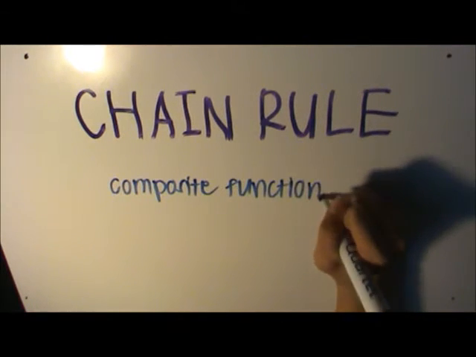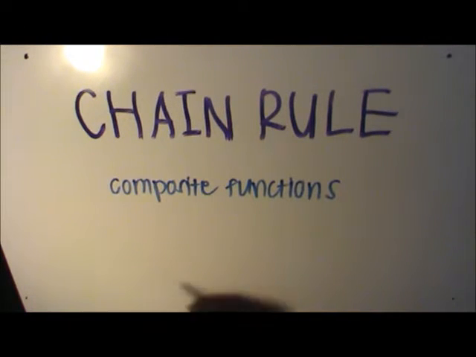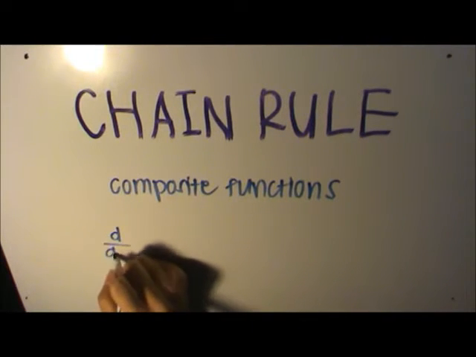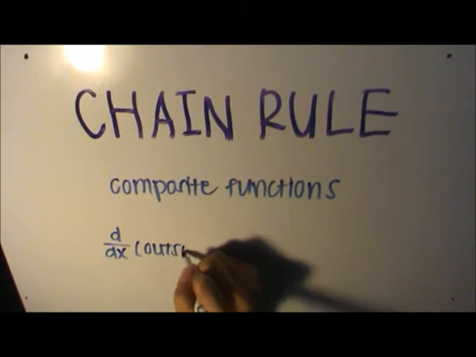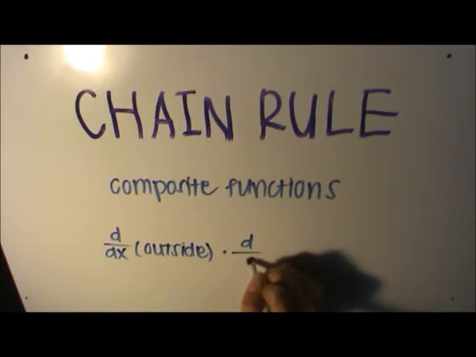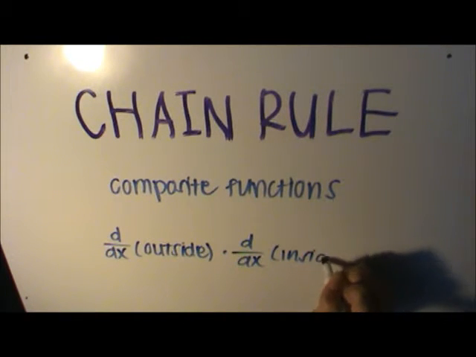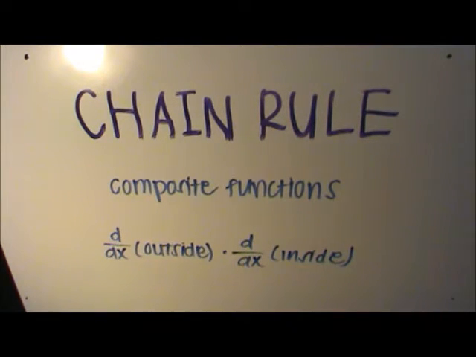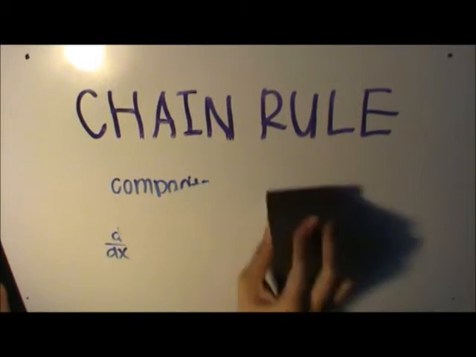Now, if you recall, composite functions are basically functions within other functions, and we use the chain rule first to find the derivative of each outside function in order to multiply it by the derivative of each inside function, and this is going to give you the complete derivative for the entire function as a whole.